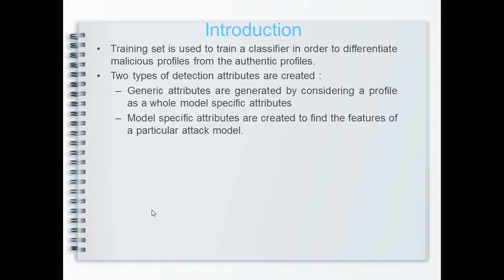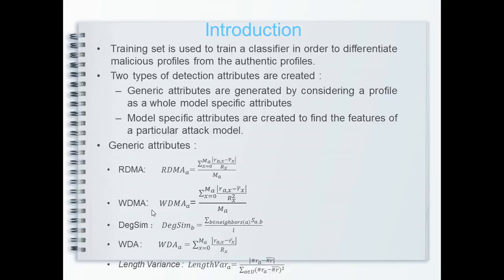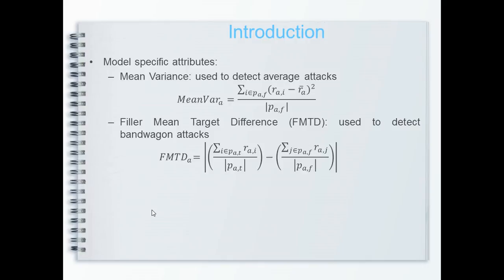First of all, detection attributes are created. Detection attributes can be of two types: generic attributes and model specific attributes, which are created to find the features of particular attack models. These are some general attributes: RDMA, WDMA, TechSim, WDA, and length variance, which are first generated and used to detect the malicious profiles. Now, these are some model specific attributes.